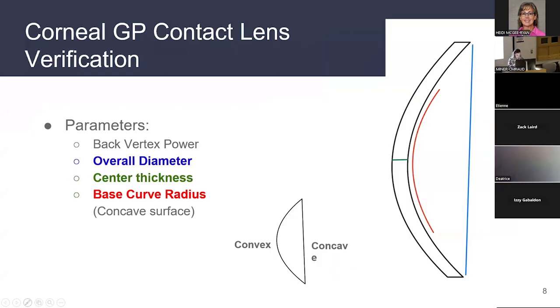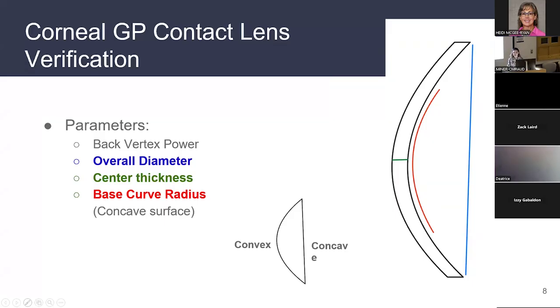So now that we know why, we're going to discuss what makes up a corneal gas permeable lens. A couple of parameters. Essentially, this image is what you'd see if you took a corneal gas permeable lens and turned it on its side. I think it's easier to discuss some of the parameters this way. You always have your back vertex power of the contact lens, your overall diameter, which is denoted here by this blue, end to end of the contact, the center thickness, which is truly the center thickness of the contact lens, and then also your base curve radius. Your base curve radius actually comes from the concave surface of the contact lens.